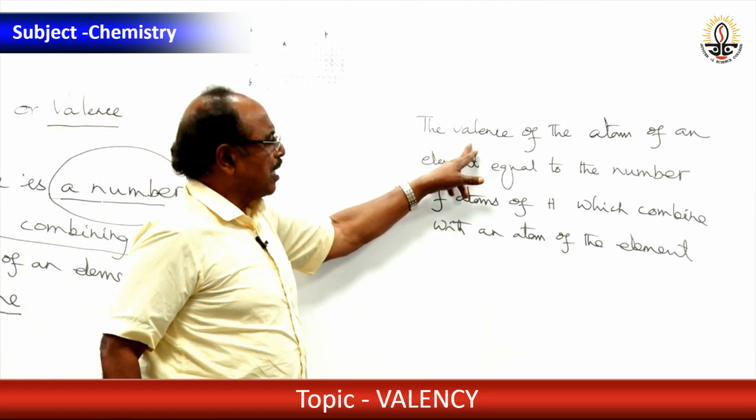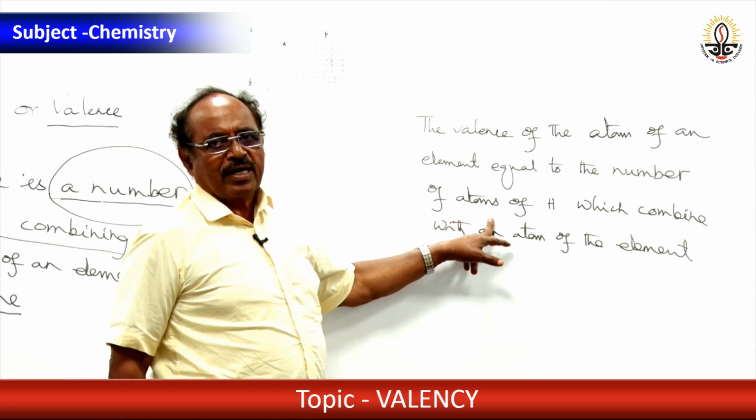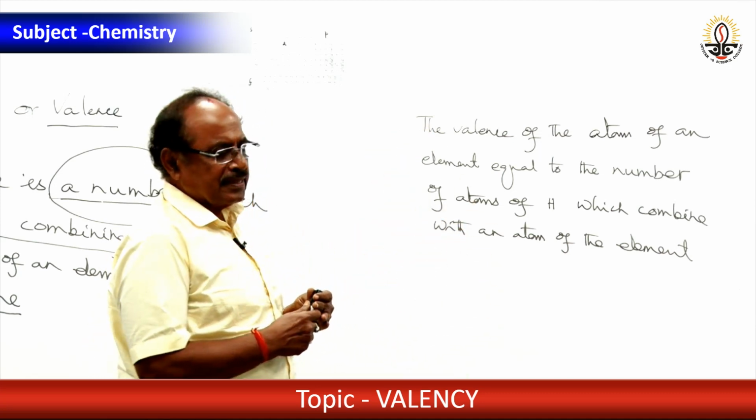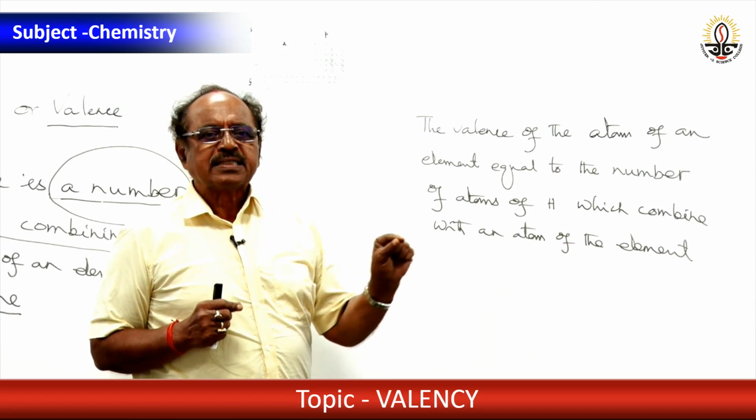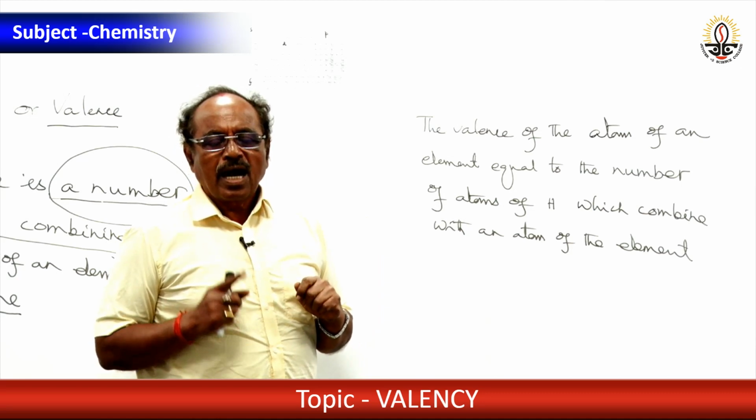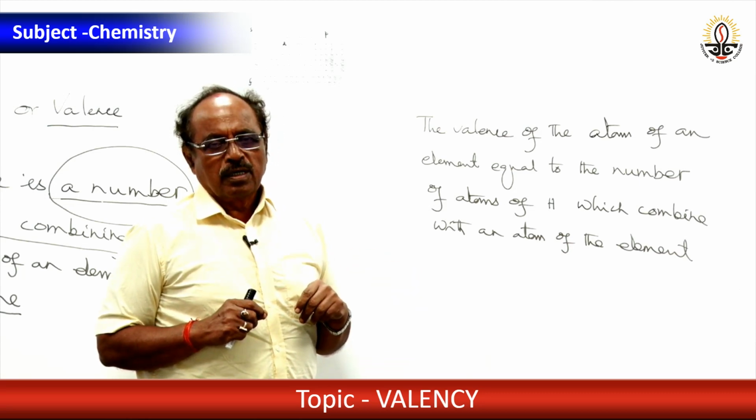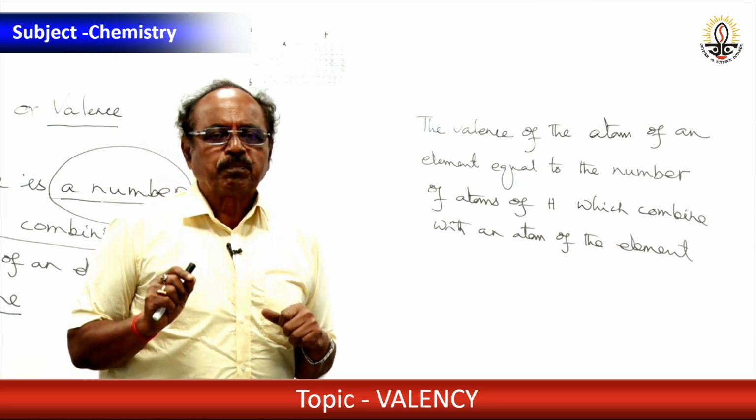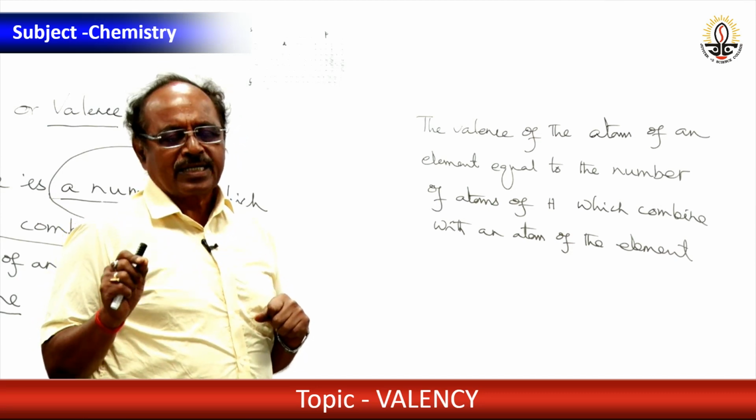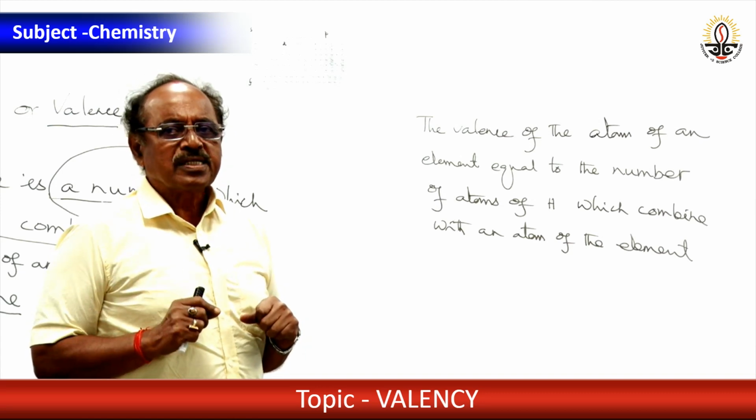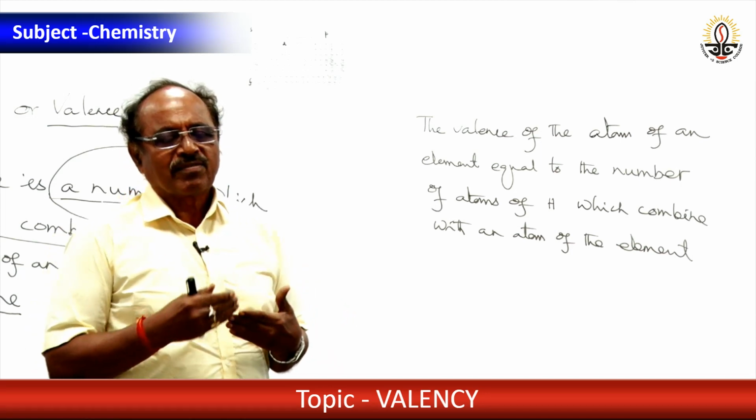I say here the valency of an atom of an element is equal to the number of atoms of hydrogen which can combine with the atom of the element. For example, nitrogen combines with hydrogen to form ammonia, NH3. So, the valency of nitrogen is 3. Carbon combines with hydrogen to form CH4. So, the valency of carbon is 4. Phosphorus combines with hydrogen to form PH3, phosphine. The valency of phosphorus is 3. Sulfur combines with hydrogen to form H2S, hydrogen sulfide, where the valency of sulfur is 2. So, like this the valency came.